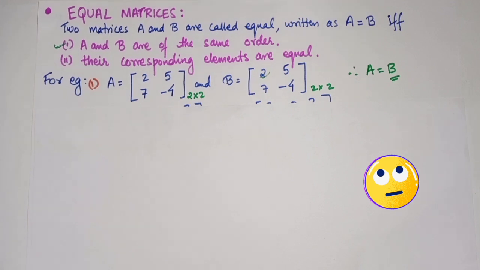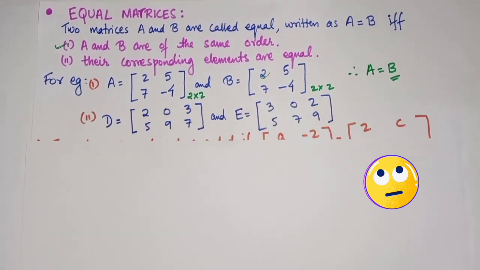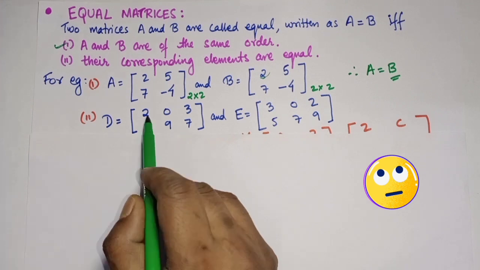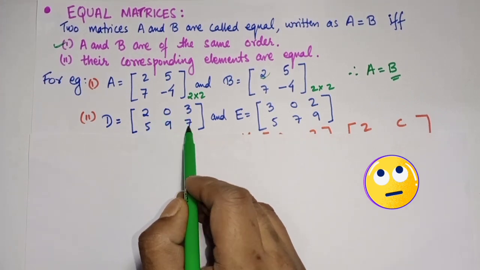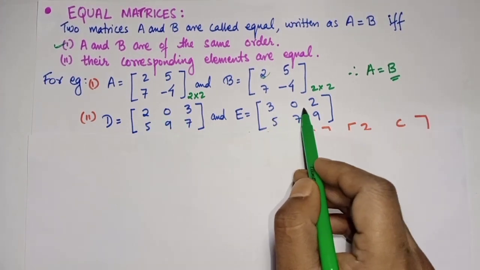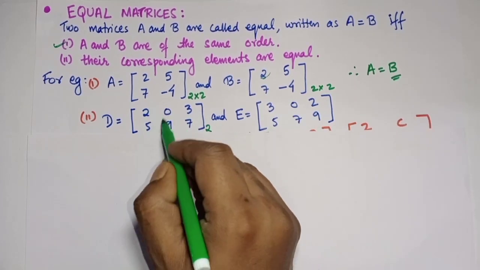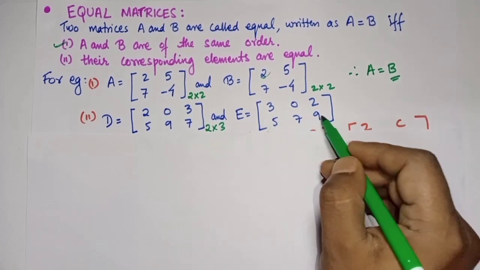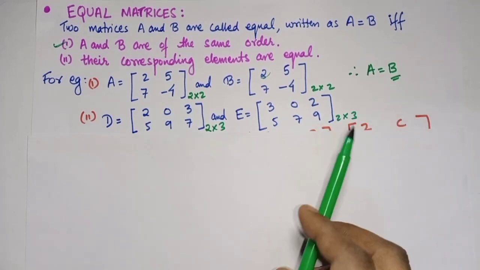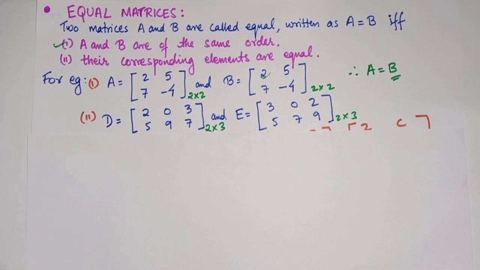Now let's see another example. You can see here D is given as 203, 597 and E is 302, 579. So what is the order? Rows are 2, columns are 1, 2, 3, so 2 by 3. This side is also 2 by 3. Now the first criterion is fulfilled. Now the second criterion we have to see.